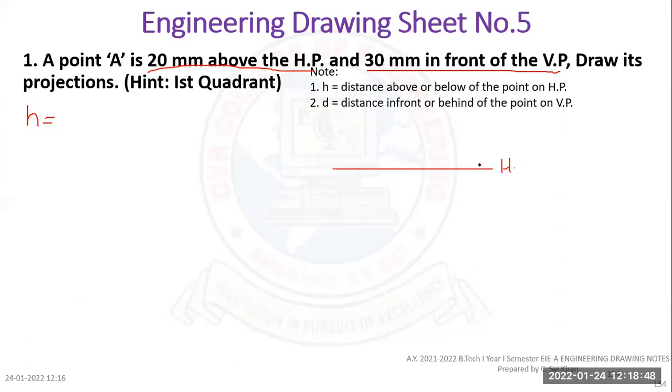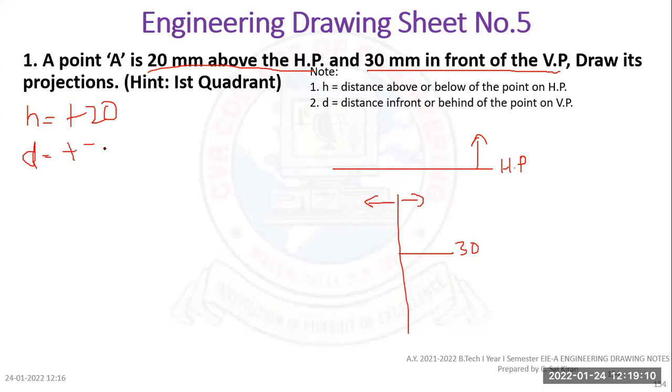So this is the horizontal plane. In the problem, they told that it is 20 mm above, so H is positive 20 mm. Next is the D distance. This is my vertical plane. Is it in front or behind? It is in front, so D is positive. And how much distance? 30 mm. So it is plus 30 mm.